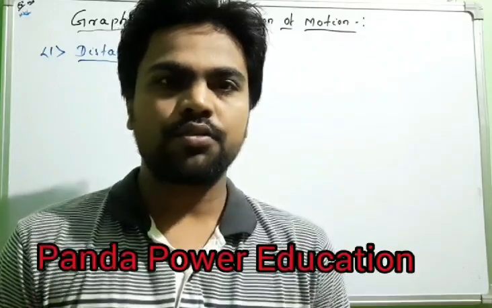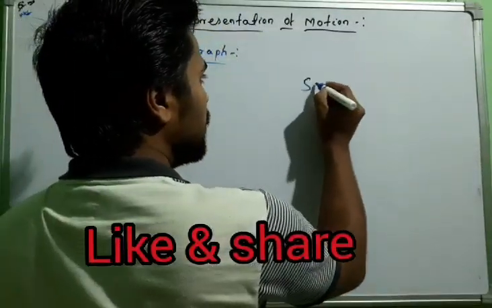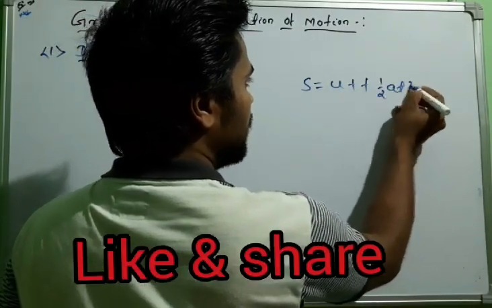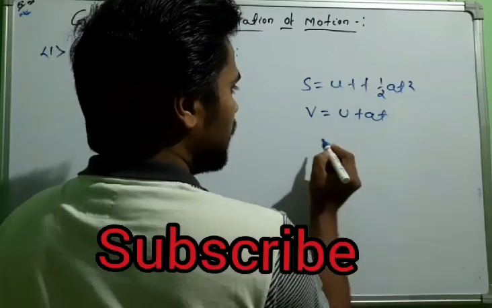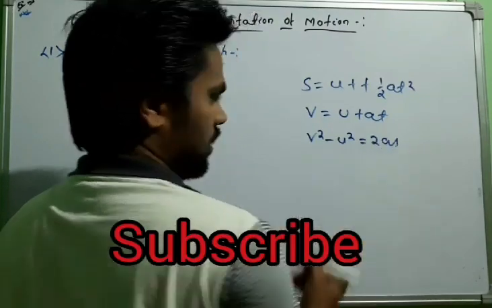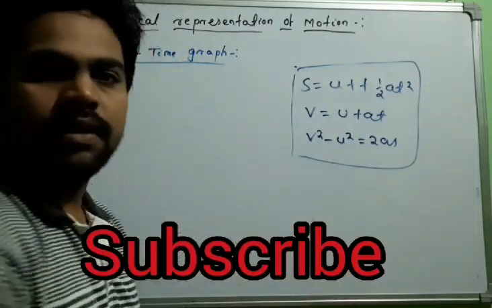Students, in the previous class, we already discussed the equations of motion. That is, S is equal to ut plus half at square. Another equation, V is equal to u plus at. Another equation, v square minus u square is equal to 2as. Those three equations we already derived in the last class.